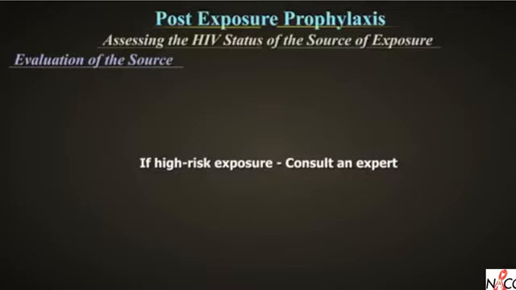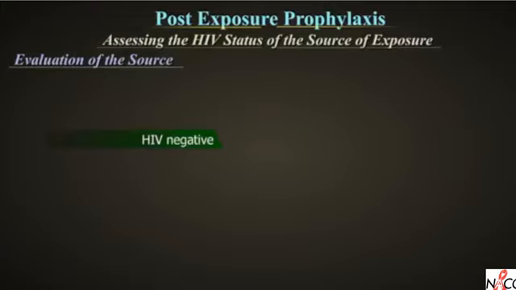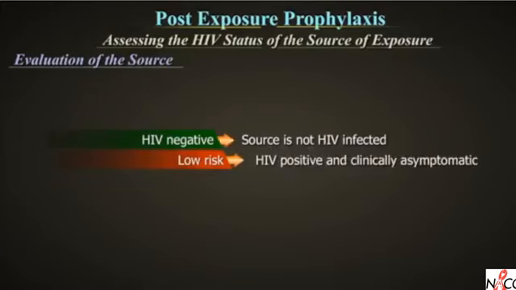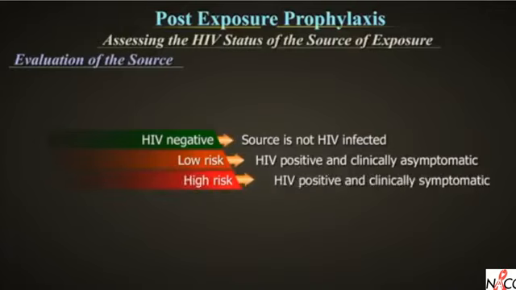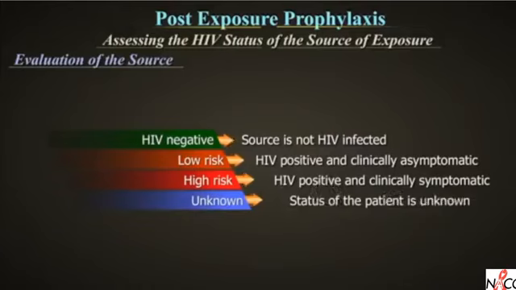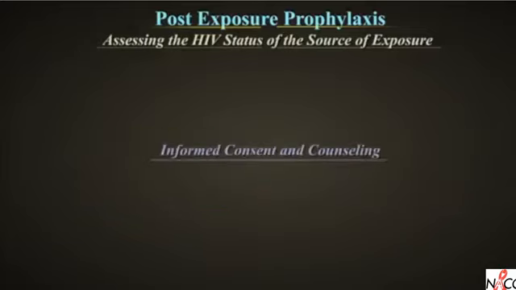HIV status of the source. HIV negative. Definition of risk in source: source is not HIV infected, but consider HBV and HCV. Low risk. Definition of risk in source: HIV positive and clinically asymptomatic. High risk. Definition of risk in source: HIV positive and clinically symptomatic. If the HIV status of the source is unknown. Definition of risk in source: status of the patient is unknown, and neither the patient nor his or her blood is available for testing.